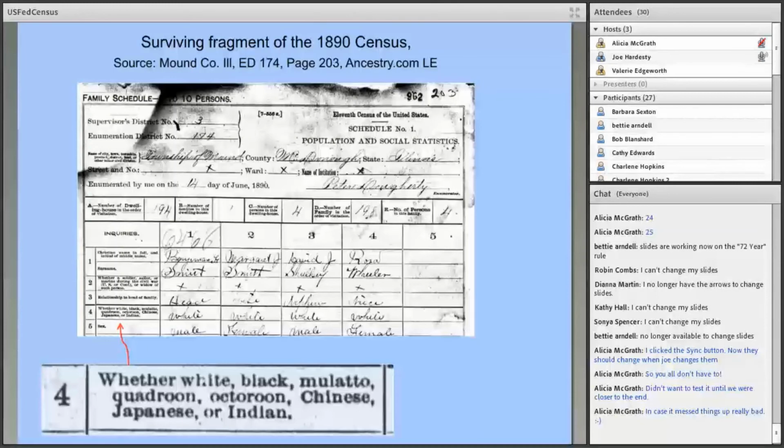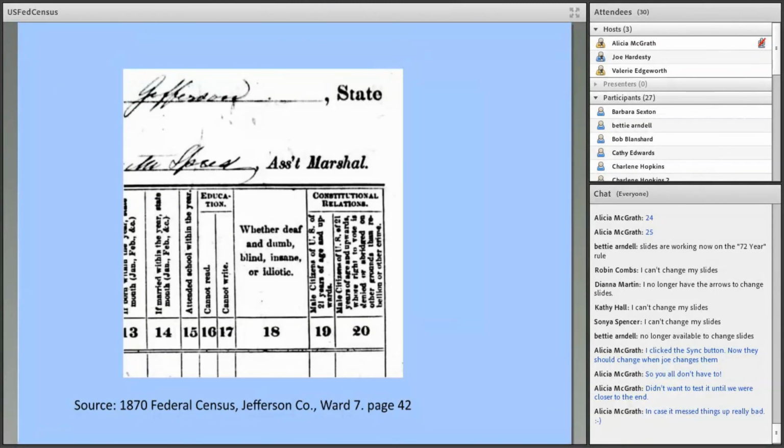Let's see if we can go on to the next slide here and see what happens. In addition to that, in the 1870s, there were questions like here on column 18, whether or not citizens were deaf or blind or insane or idiotic. I may not want to admit it, but we've got ancestors that fell into these categories. Some of them were quite sick, and some not to their own faults.